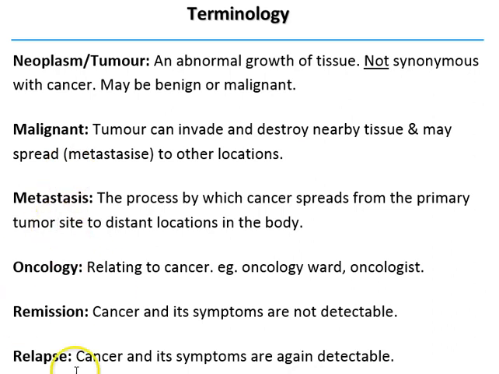Other terms that may be relevant to cancer that you may need to know about: oncology, that relates to cancer, where we will have, for example, oncology wards in the hospital that are specialised for the treatment of cancers. The term remission indicates that the cancer and its symptoms are not detectable. Unfortunately, if you have a relapse, this is where the cancer and its symptoms are now detectable again. That concludes today's lecture.